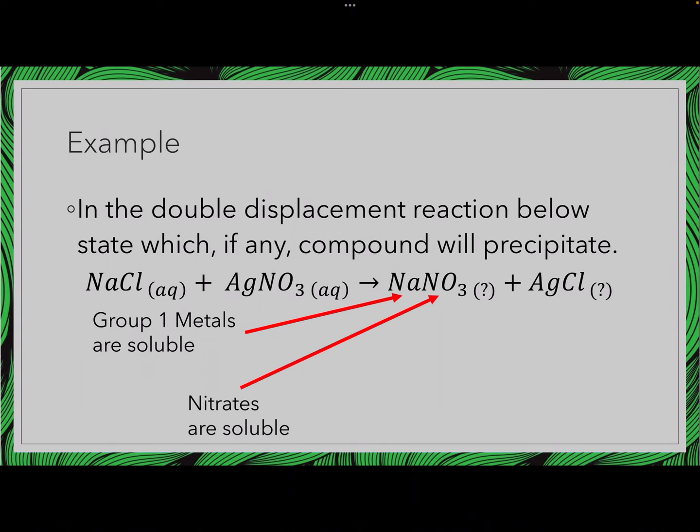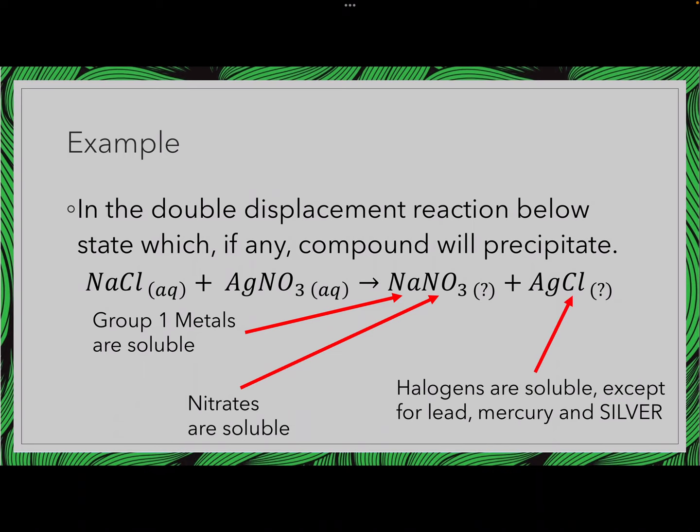The same goes for nitrates. All nitrates are soluble. So that compound there, sodium nitrate, is going to be soluble. Let's have a look at silver. Or actually halogens. Halogens are soluble except for lead, mercury, and silver. Okay, and what do we have here? We've got silver. So that one's going to be insoluble.